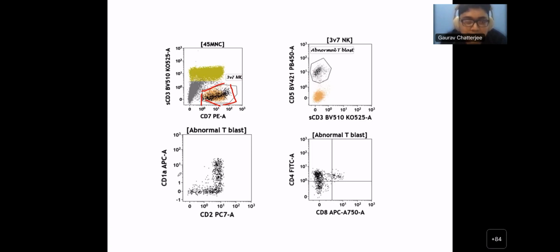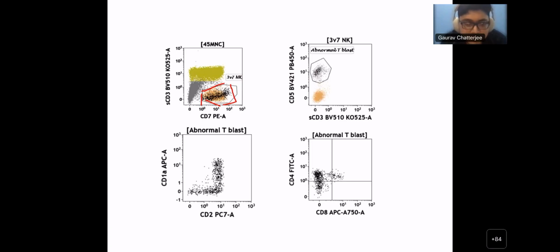And then we go to the next plot. What is this marker, Ankit? CD1a. What does CD1a indicate in the context of T cells? Like in the maturational pathway, is CD1a positive in immature T cells or mature T cells? Immature T cells. Correct. So CD1a is usually positive in T blasts, right? So now I'm sure that these are T blasts, because they are CD7 positive, CD5 positive, and CD1a positive. So this is definitely T blast.